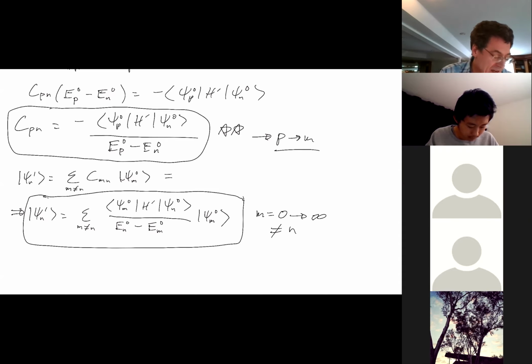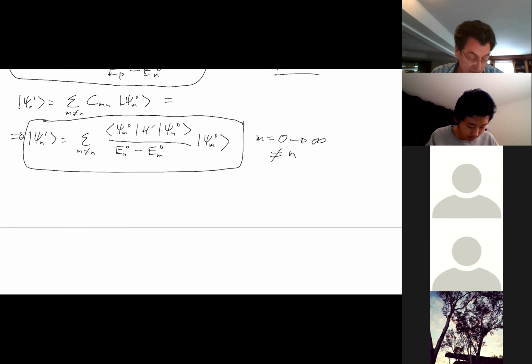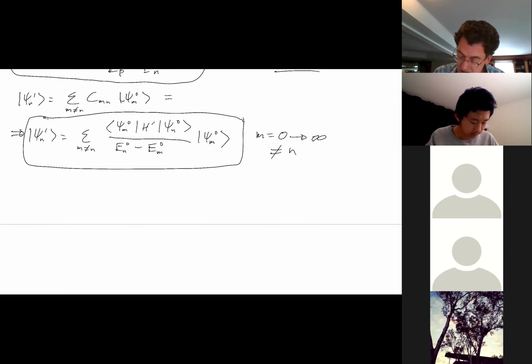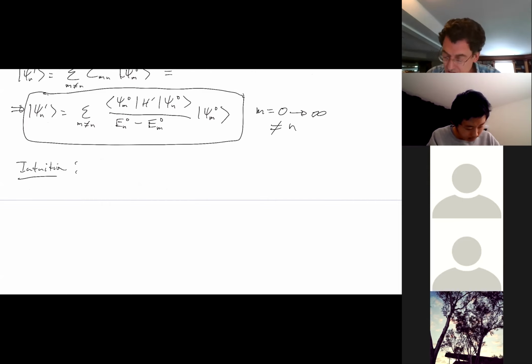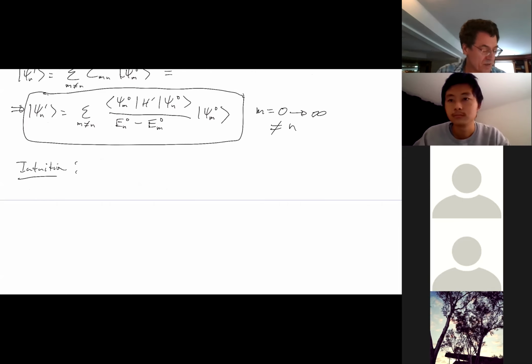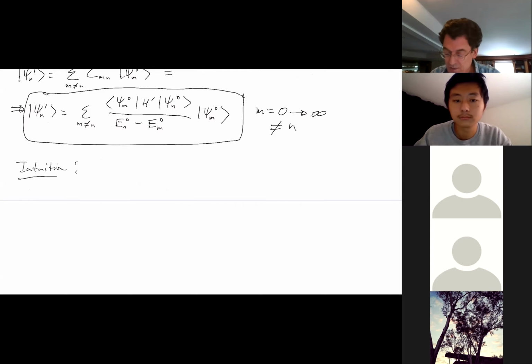Okay, what I want to do is an example, but first, let's think about the intuition for a second. What does this mean? When you look at this equation for the first time and you've never seen it before, it looks really weird and not very intuitive. But I want to point out that this is the second major result from perturbation theory.